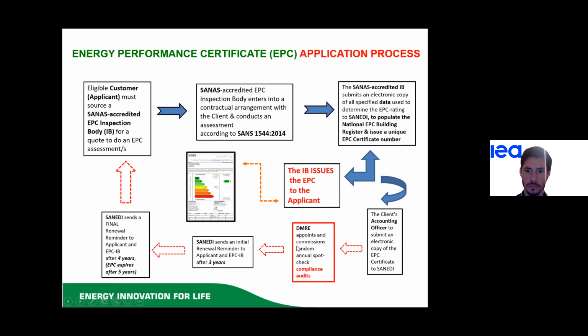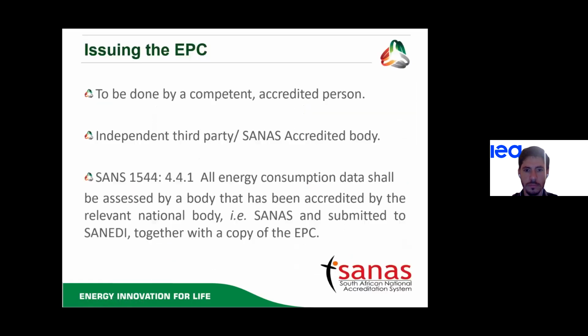The DMRE, then in terms of the legislation, can appoint and commission random spot checks, compliance audits to make sure that the work has been done in accordance with the standard and the regulation. And they can do that at any time. And typically you do that every year and do quality and compliance audits. And then in a 5-year period, SANEDI starts sending reminders after the first 3 years that the 5-year period is coming to an end and the certificate needs to be renewed. Because in South Africa, the EPC is valid for 5 years.